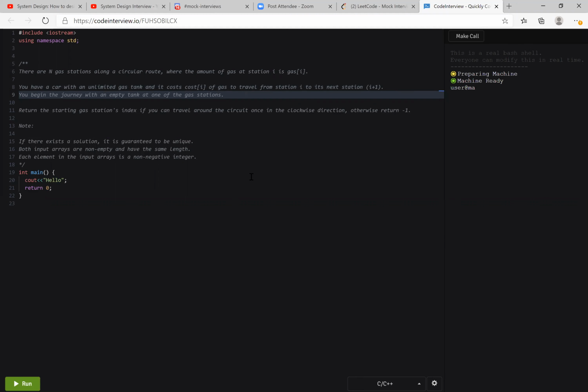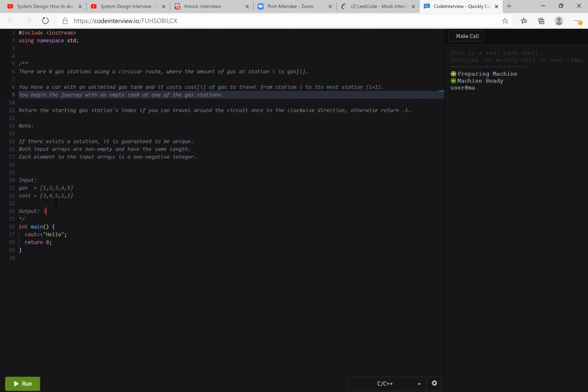Let me just read it once again. No problem, this multi-line issue. There are n gas stations with the amount of gas at station i. You have a car with an unlimited gas tank and it costs cost[i] of gas to travel from station i to its next station i plus one. Like cost zero from zero to one, cost one from one to two, and cost n minus one from n minus one to the circular array, so the last one would be from there to the zeroth. You begin the journey with an empty tank at one of the gas stations. Return the starting gas station's index if you can travel around the circuit once in the clockwise direction. Otherwise, return minus one.